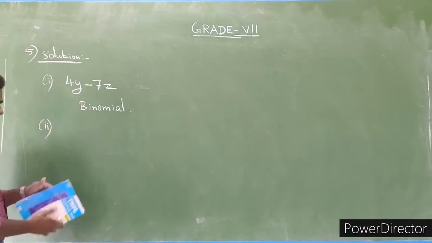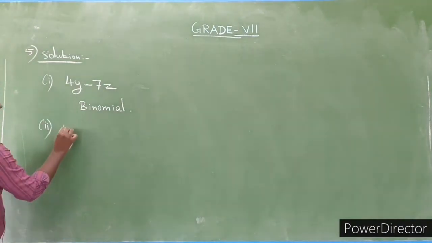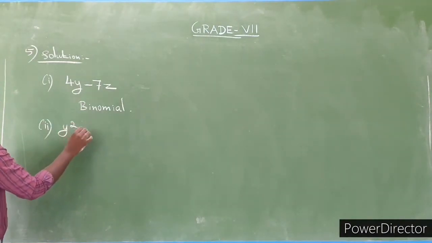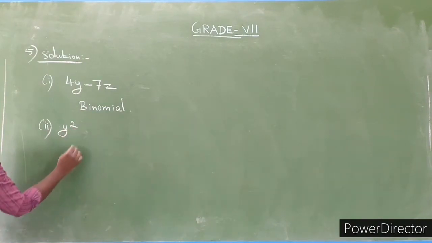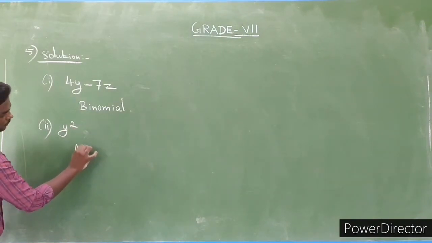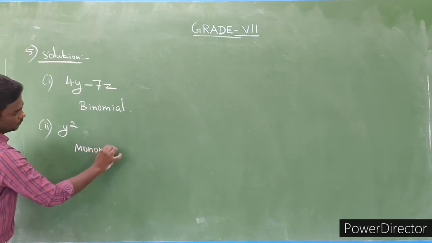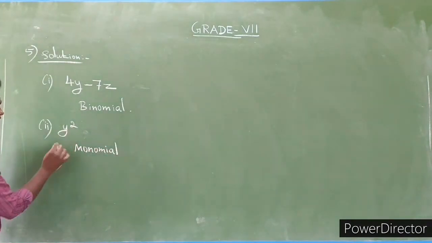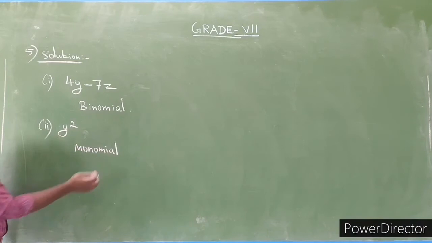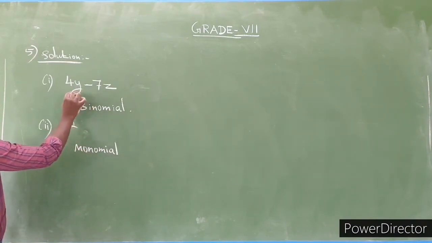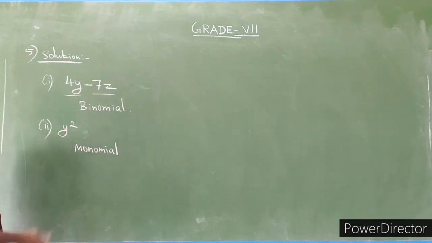Next, second one, y square. What type of polynomial is here? Y square is a monomial, because it is an expression which contains only one term. And the first one, an expression which contains two terms, is called a binomial.